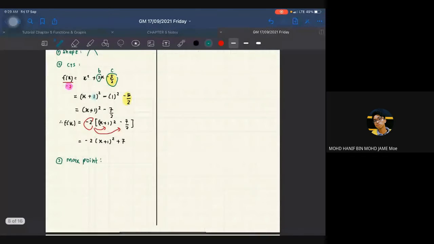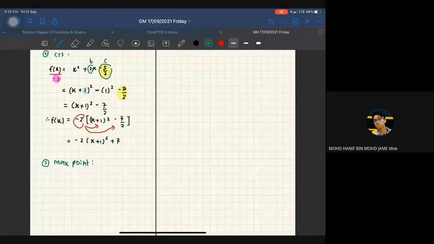So, awak tengok dekat awak punya CTS form tadi. So, awak akan ambil yang di dalam ni. The one inside the bracket. Oops, sorry. This one over here. So, we have x plus 1 equals to 0. So, you have x equals to negative 1. Okay. So, itu adalah awak punya x coordinate untuk maximum point awak. And then untuk y coordinate awak ambil yang ni sahaja. Terus ambil 7. So, you have (negative 1, 7). Okay. So, itu adalah awak punya maximum point.